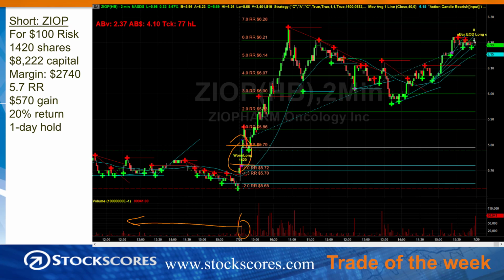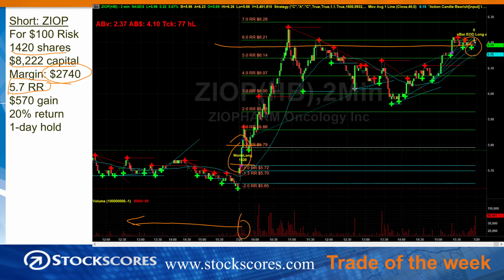I don't know anything about this stock. I just run algorithms. The algorithm says, here's an opportunity, buy it. For $100 of risk, you would require 1,420 shares, which is $8,222 in capital. Divide that by 3 if you're using margin. That gives you a capital required of $2,740. And with that $100 risk, because it made a 5.7 RR, that's where it was right here, that represents a $570 gain.